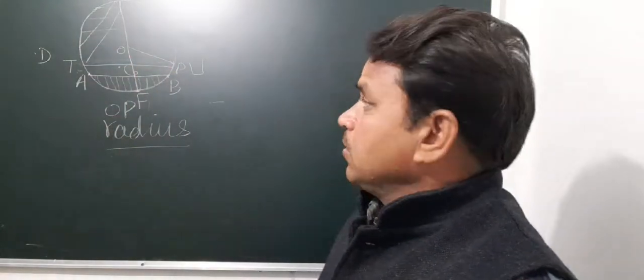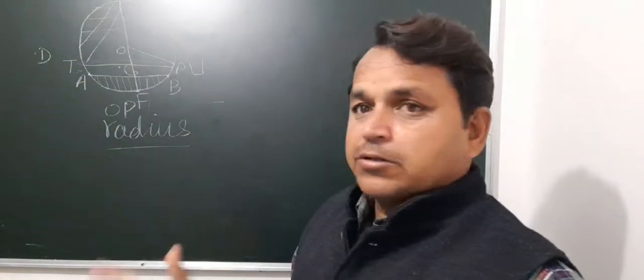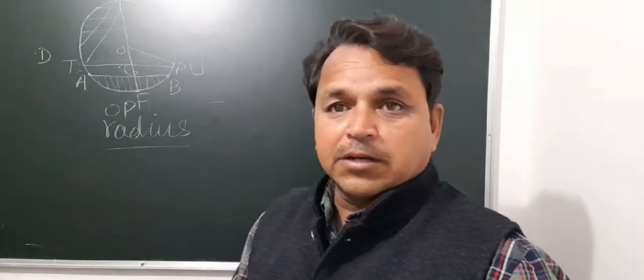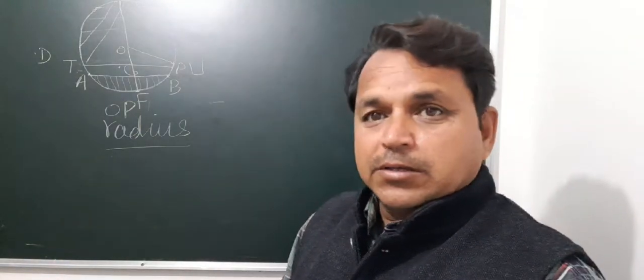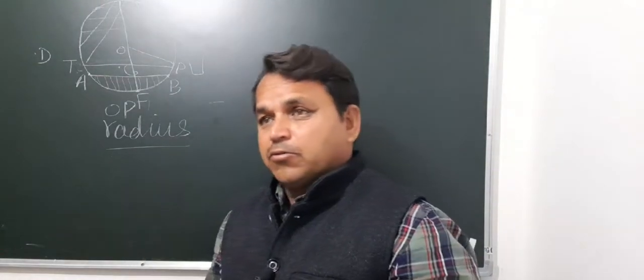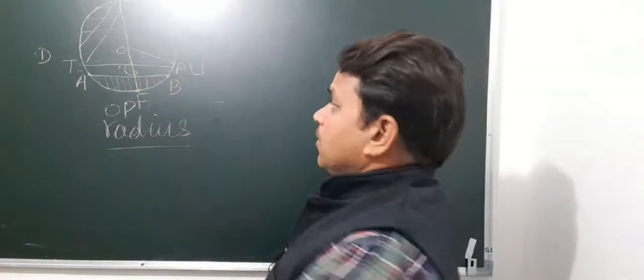So, this much at present is enough about chords. How many chords? Infinitely many chords can be drawn in a circle. The longest chord is the diameter itself. What is a diameter? You know two concepts about diameter. It is twice the radius of the circle.